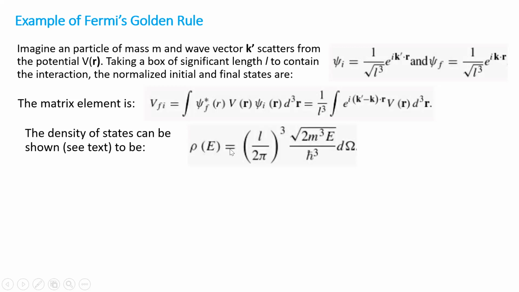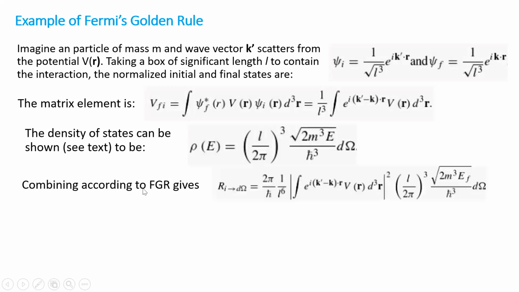So we can combine these two according to Fermi's golden rule. Combining according to the FGR, Fermi's golden rule, gives the rate for the initial state scattering into the final state, which would be the region of solid angle d omega, where the k vector points somewhere in d omega. It would be 2 pi over h bar, which is the first factor, times the second factor, which is V_fi squared, times the third factor, which is rho of E. So I have 3 factors: 2 pi over h bar, V_fi squared, and rho of E. Those are all together now.